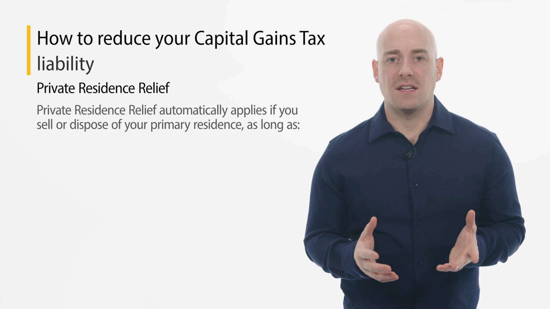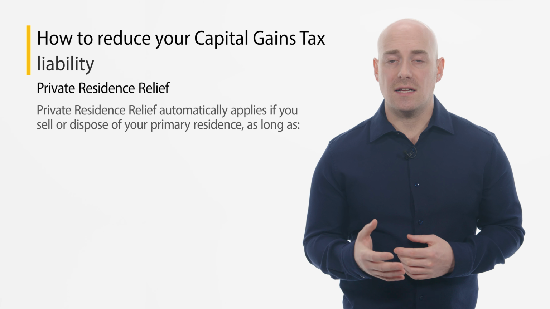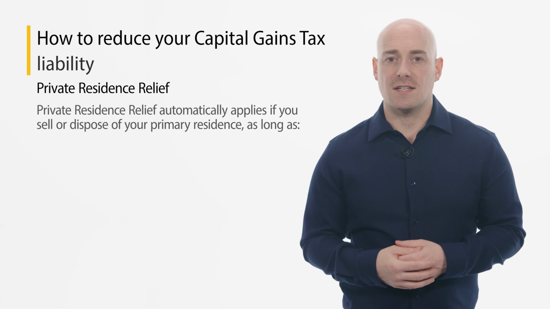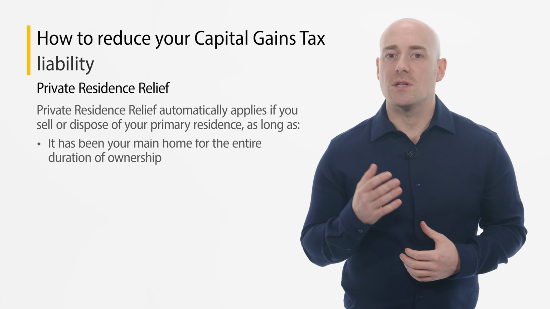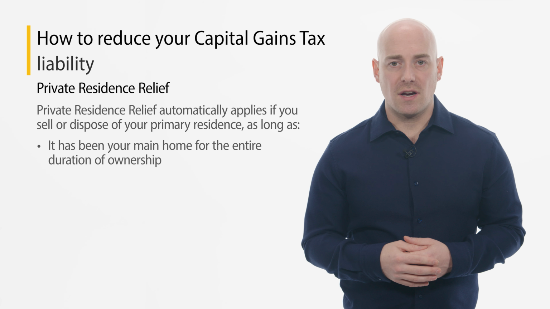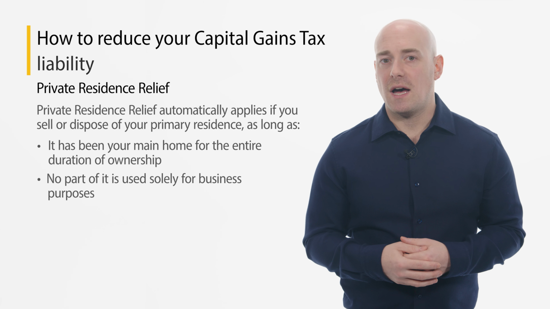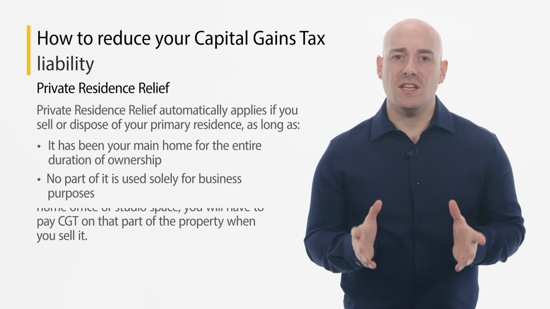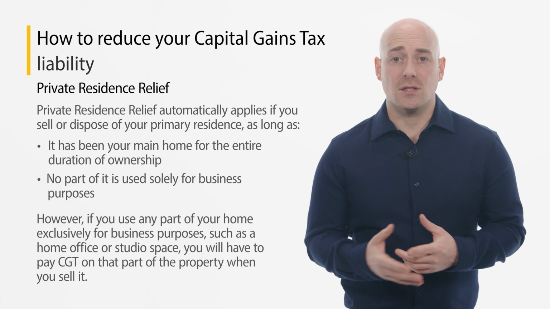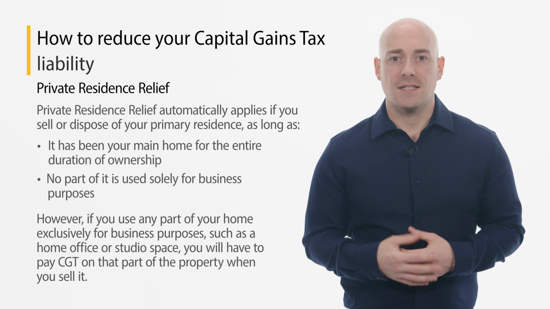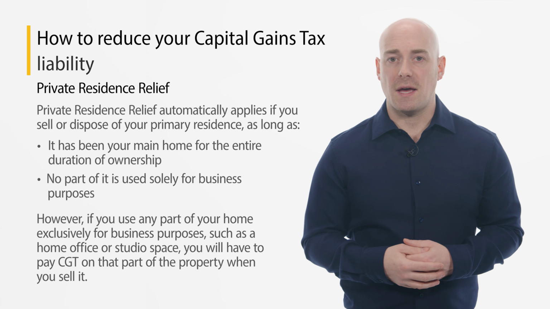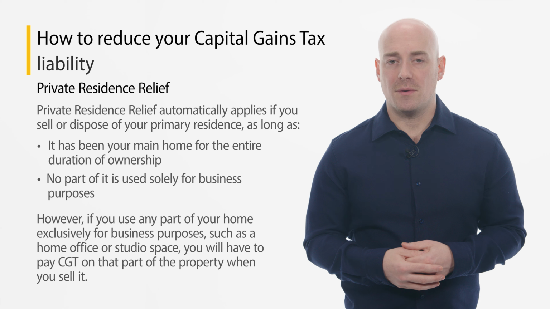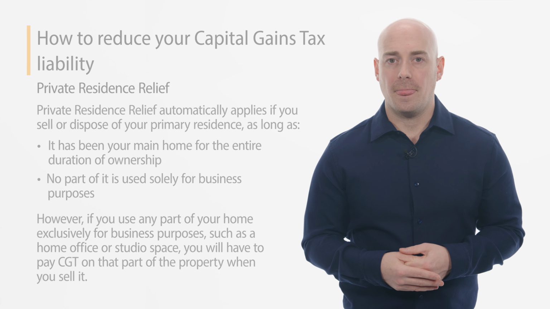Private residence relief automatically applies if you sell or dispose of your primary residence as long as it has been your main home for the entire duration of ownership and no part of it is used solely for business purposes. However, if you use any part of your home exclusively for business purposes, such as a home office or studio space, you will have to pay CGT on that part of the property when you sell it.